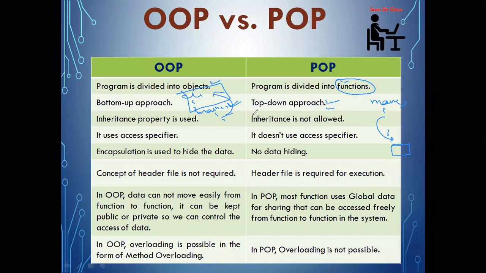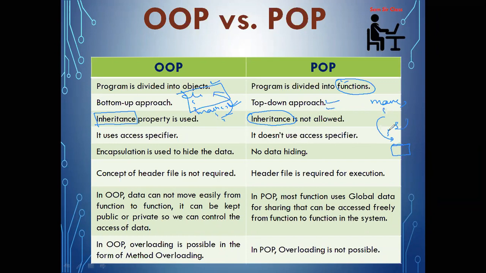So in procedure-oriented programming, inheritance is not allowed. You have to write down the same code repeatedly wherever it is required. But in object-oriented programming language, due to inheritance, you have to write less code by using the property of code reusability. It doesn't use any access specifier. We'll discuss this in a future class, what the access specifier is all about.